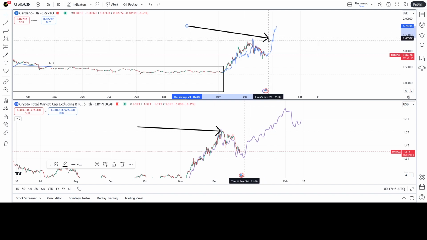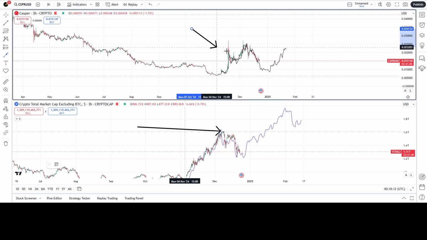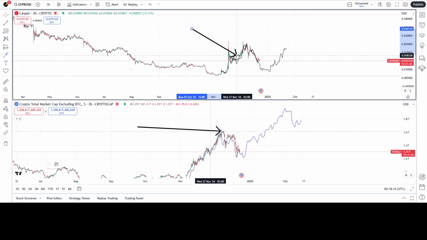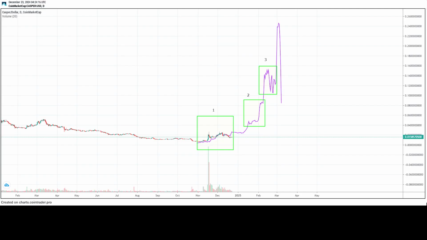Now, it's not all like that. Let me show you a chart that's not like that. This is Casper. Now, the structure I have here is from its recent history, but this is only the first corrective part in its bull run structure. So it's really just beginning.